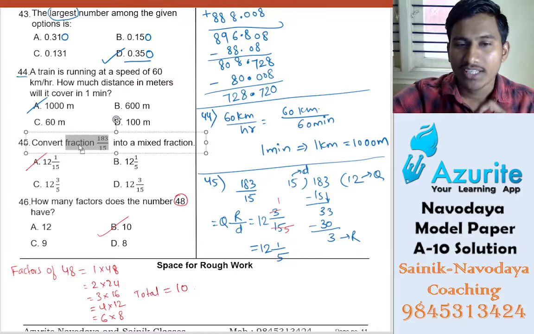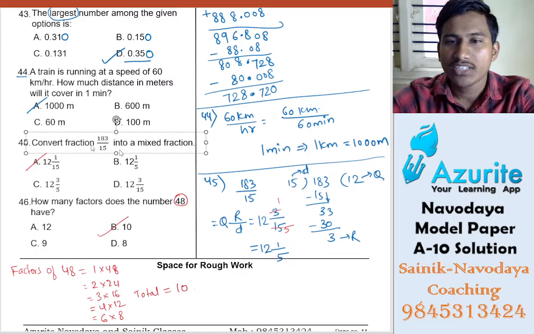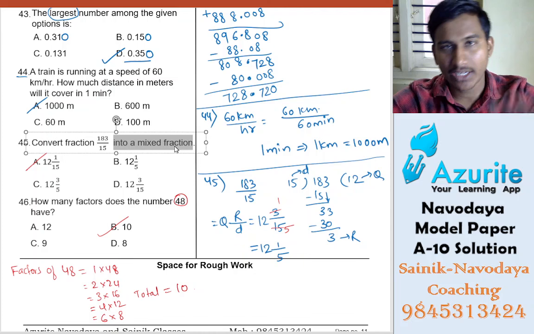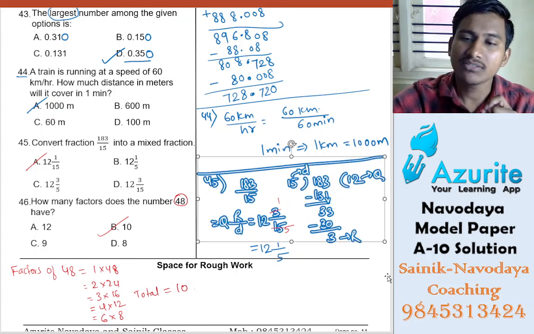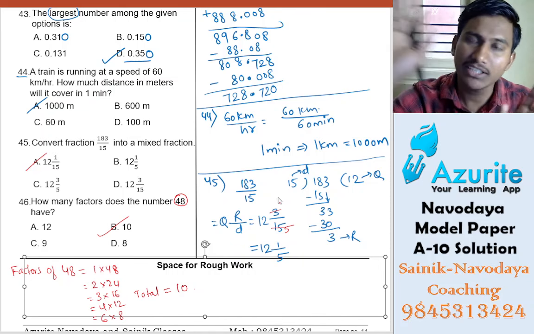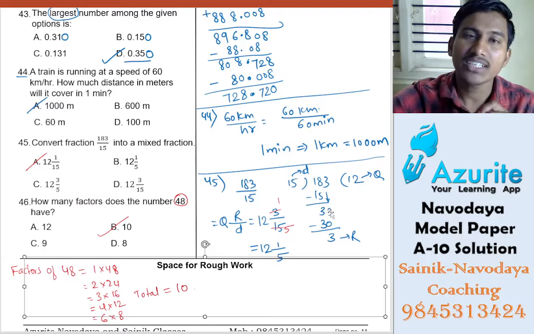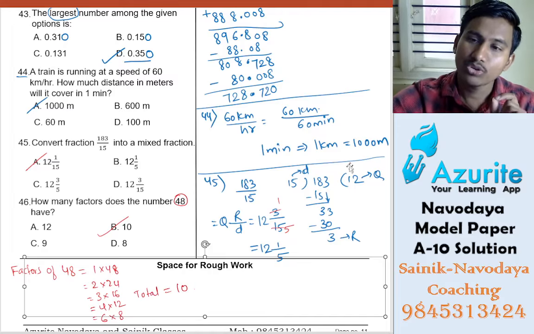Next, question 45. Convert the fraction 183 divided by 15 into a mixed fraction. So how do we convert into a mixed fraction? We divide it. You can do direct division also. Here, 15 ones are 15, 1 will come, so 3 will be remaining. 18 minus 15 is 3. Now you take one more 3 here, so it becomes 33. 15 twos are 30. 33 minus 30 is 3 remaining. So the remainder is 3, the quotient is 12.